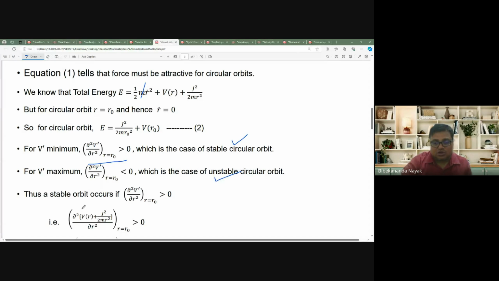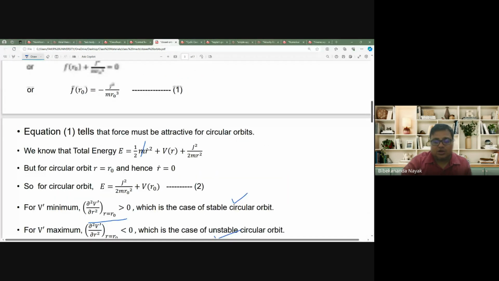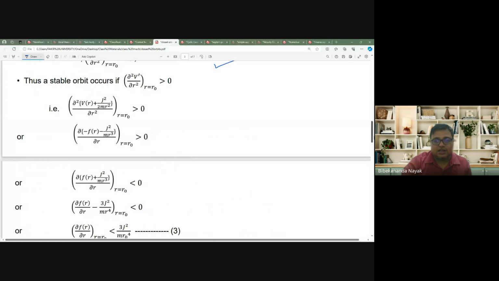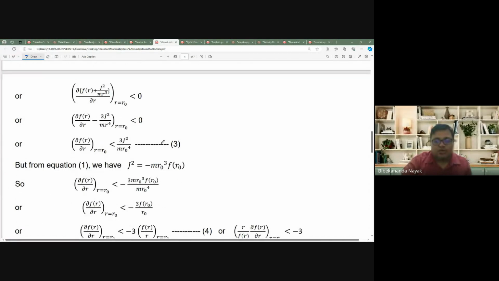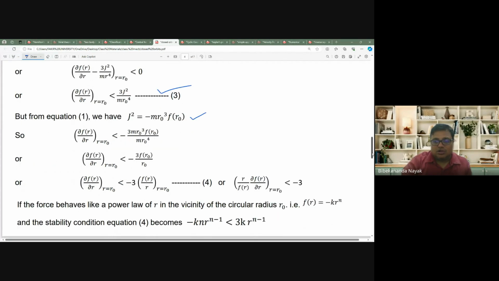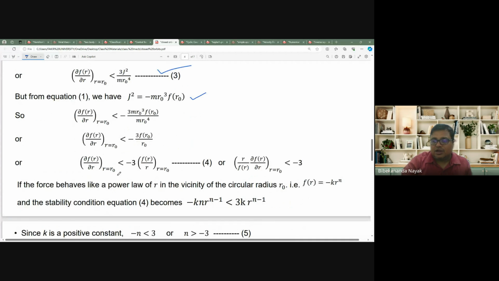For a stable circular orbit, if this is 0, we have V prime, and taking the double derivative, we find this condition. But from equation 1 we have j square equal to this. Putting it in place of j square and cancelling, we find for a stable orbit, (r by f) del f by del r at r0 is less than minus 3.